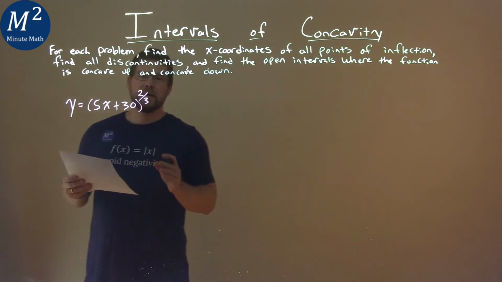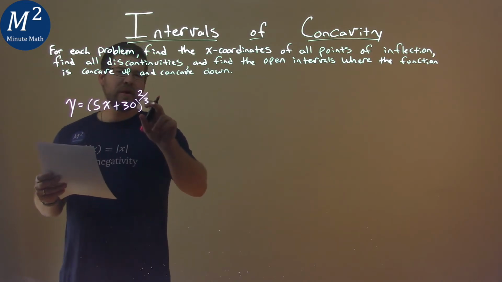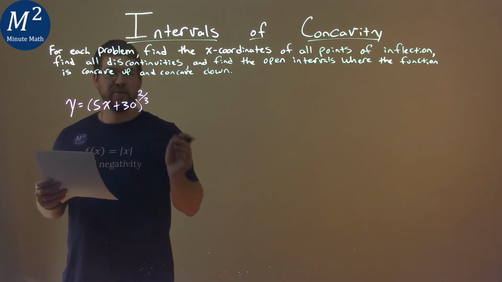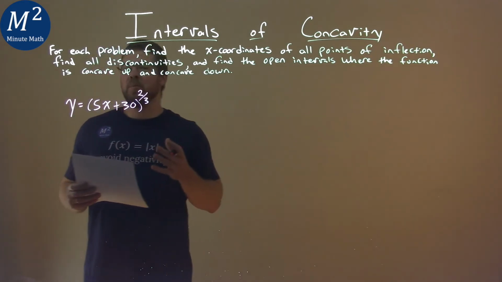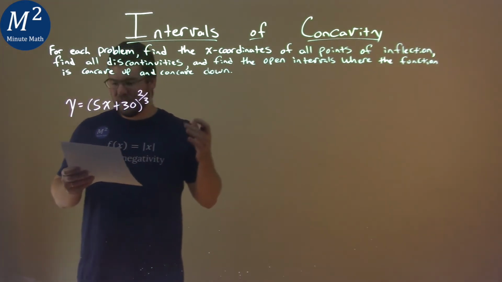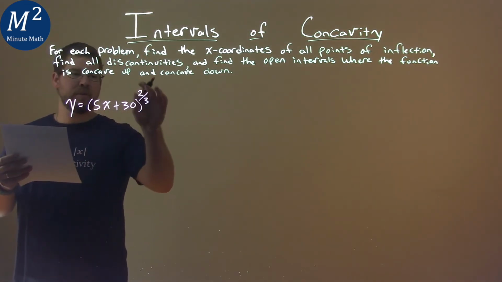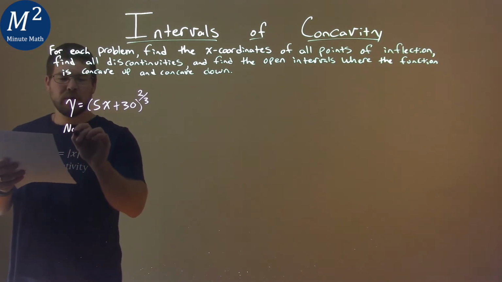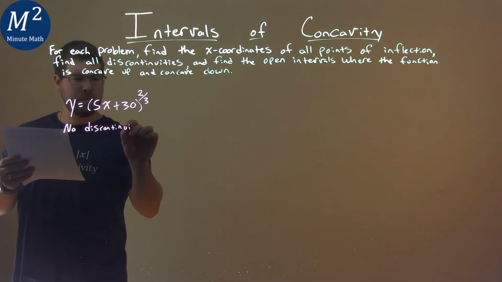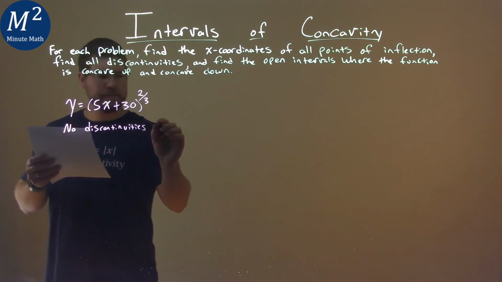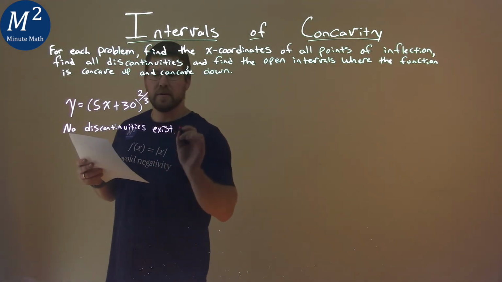Now, right here, we have a third root function, and the only thing that would cause an issue is taking the third root. But we can plug in any x value we want, and it doesn't cause any jumps or anything like that. So right off the bat, we know about these functions, essentially the third root and then we're squaring it, that no discontinuities exist here.